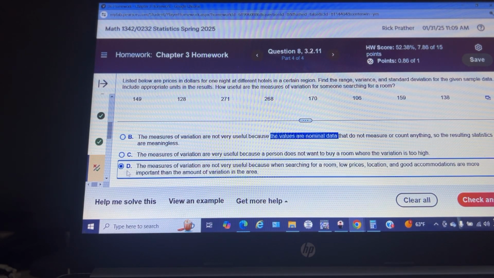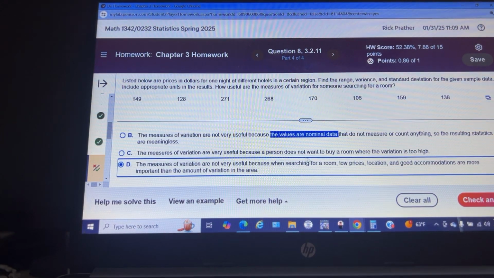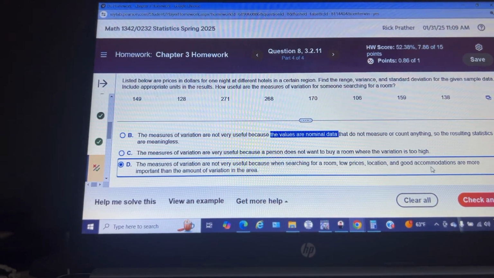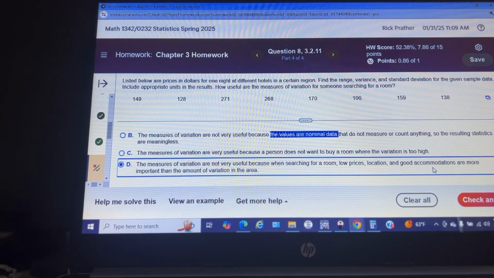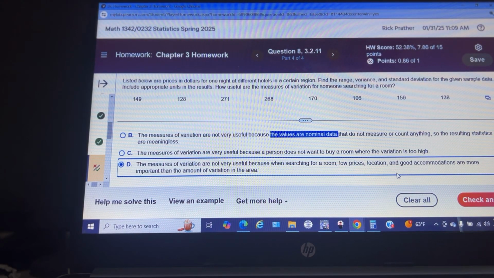Okay. So it picked up where I left off, because I just stopped the problem once the phone stopped. The measures of variation are not very useful because when searching for a room, low prices, location, good accommodations. Yeah, see, that's another thing: not only is the standard deviation quite high, 62, but there are other factors too. People don't just go by price. Sometimes the location matters more, or what accommodations they have. Do they have a pool? Do they have a fitness center? Do they give breakfast? Do they have free parking? All of this can play a role too. So just the standard deviation alone wouldn't always tell you something.